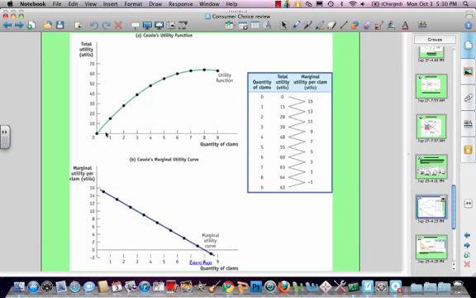Here's a utility function charting total utility against quantity consumed. And you see how, as quantity consumed goes up, total utility continues to increase, but at a decreasing rate. This then is marginal utility against quantity. And the difference here is marginal versus total. So as you can see here, marginal utility decreases as the number of units consumed increases.